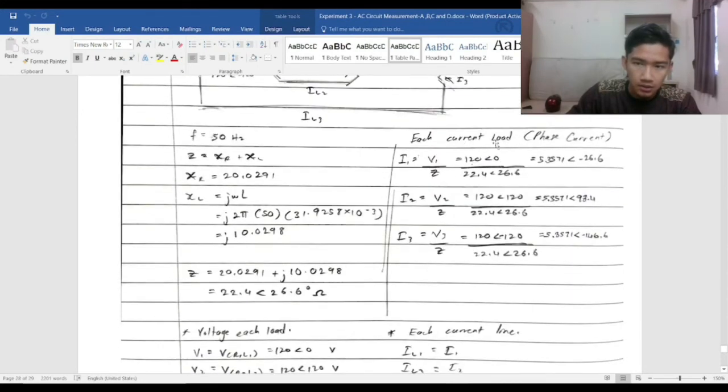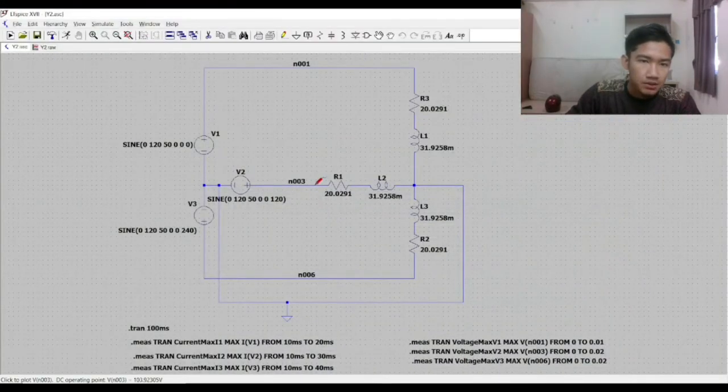Okay, this is the current load. Okay, the phase current, so it is 5.3 something, all of it. The difference is only the angle. So the same impedance value results in the same phase current for each phase. So next I will simulate for the max voltage source.